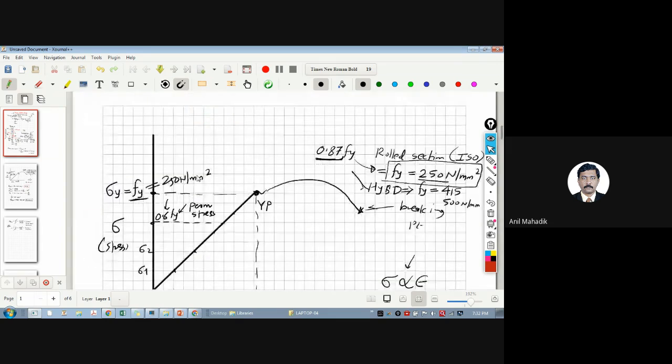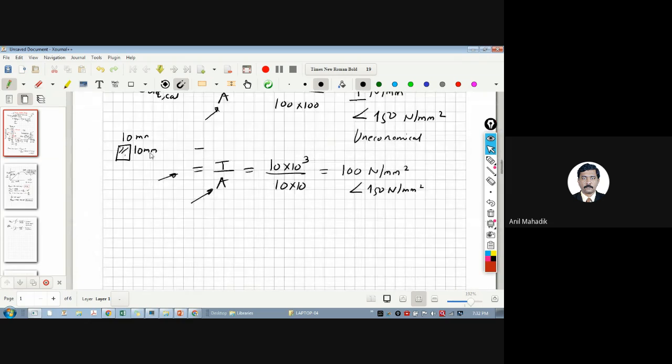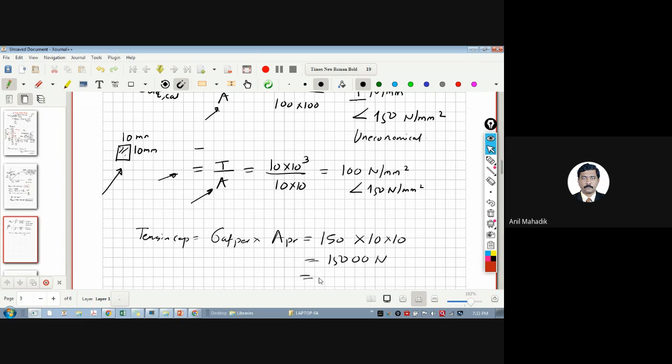Now if I ask you the capacity of a 10 mm by 10 mm rod: in the previous case we knew the force, so we calculated the actual stress. Now how will you find the capacity? Tension capacity is sigma at permissible into area provided, 150 into 10 by 10. This is in Newton, so it will be 15 kilonewton, right? So capacity is nothing but permissible stress into area provided.